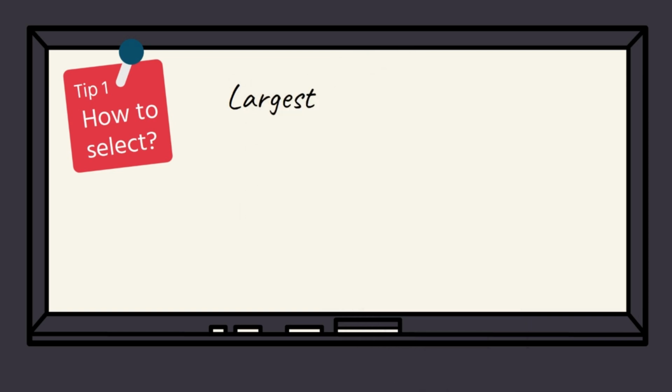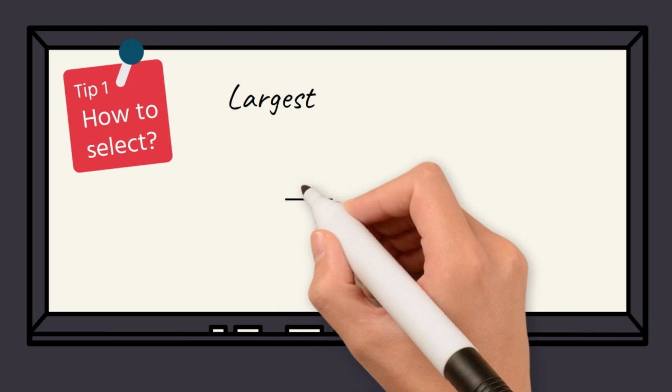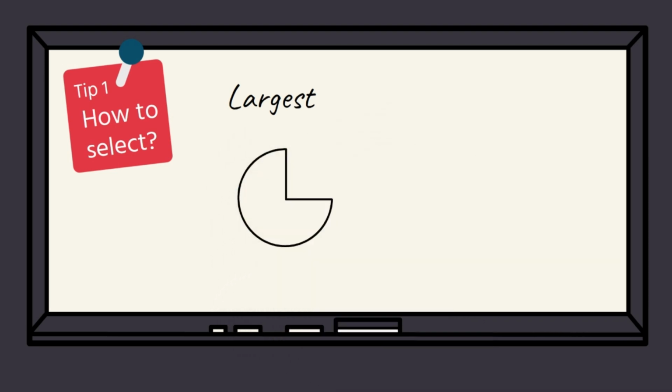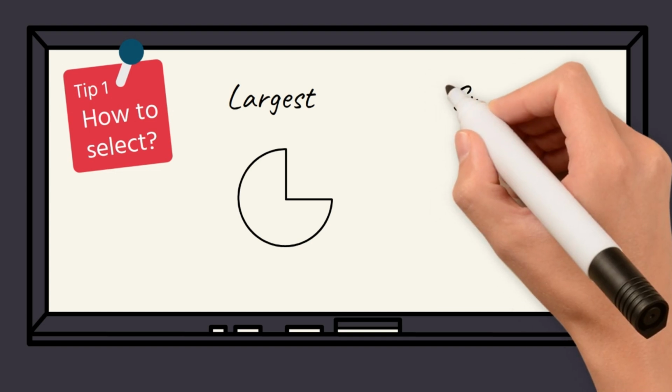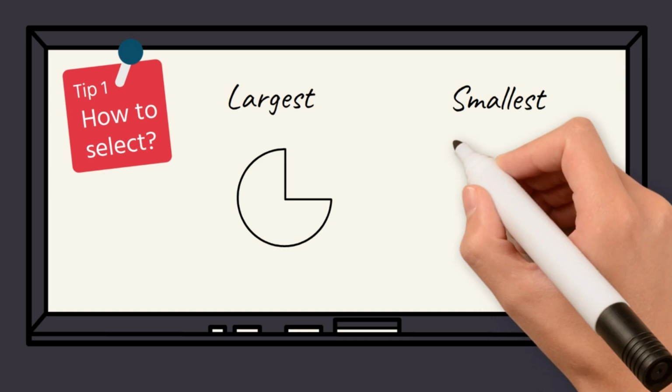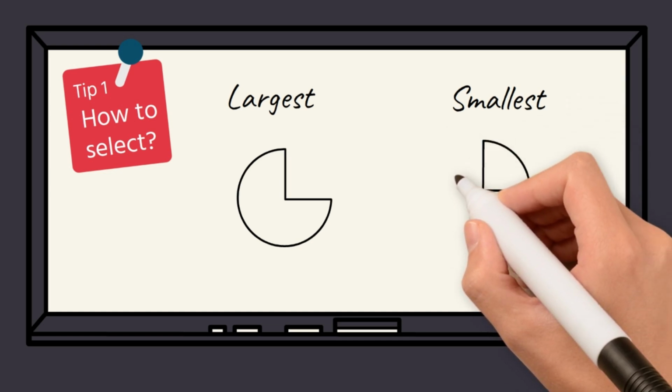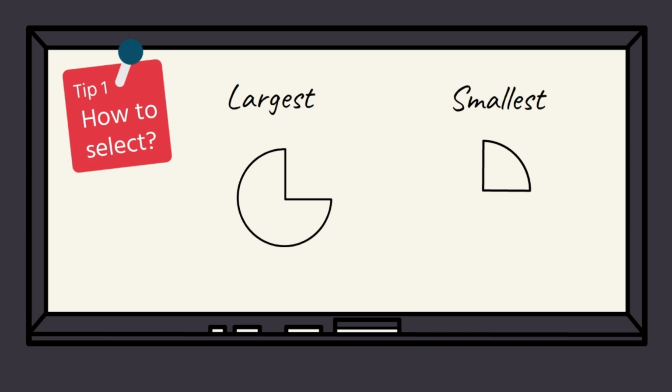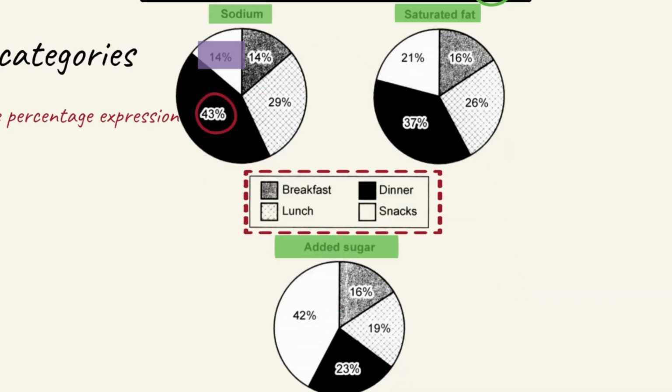First, identify the largest and smallest category of the whole. It means you need to identify the categories with the largest slice or the highest percentages, and the category with the smallest slice, which is the lowest percentages. First, let's check out the largest categories.